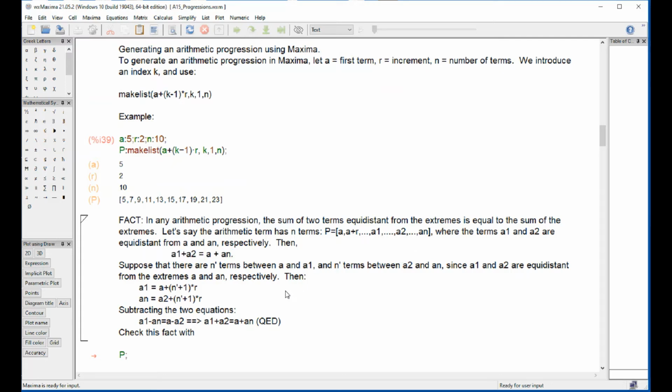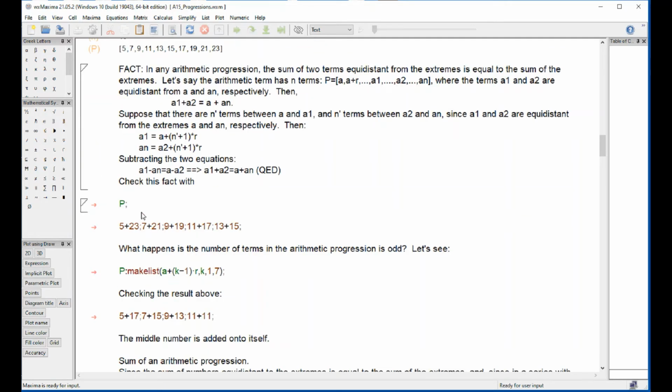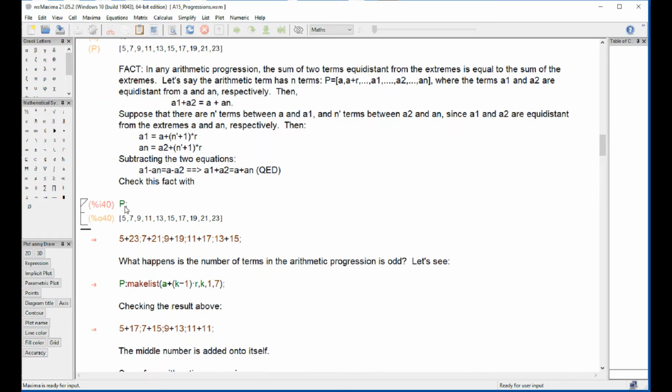This can be proven. For example, if there are n prime terms between a1 and a, then you could write a1 equals a plus n prime plus 1 times r, and then the last term an will be equal to a2 plus n prime plus 1 times r. So if you subtract them, a1 minus an will give you a minus a2, and then switching terms, you get a1 plus a2 equal to an plus a, which is what we wanted to demonstrate.